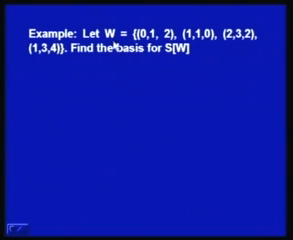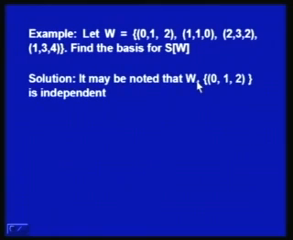In the next example, I will consider these vectors: W is equal to {(0, 1, 2), (1, 1, 0), (2, 3, 2), (1, 3, 4)}. Find the basis for span of W. Now, in this example, I have 4 vectors in this set W, and I have to find the basis for span of W. W is a subset of R3 because all the vectors belong to R3. So, we have to form the basis for span of W.